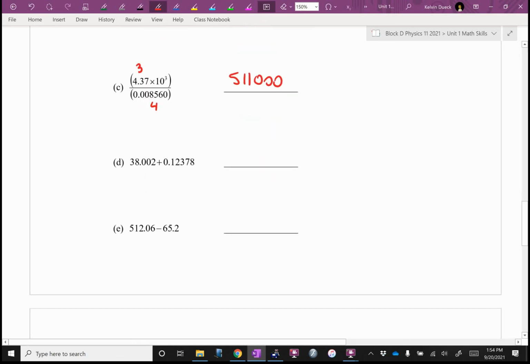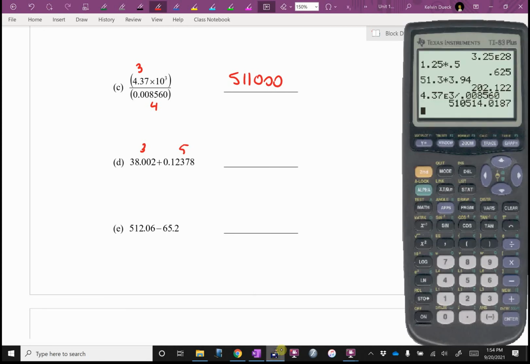Adding and subtracting. Nicole, the rule for adding and subtracting, totally different. The rule for adding and subtracting is not sig figs, it's decimal places. 3 decimal places, 002. 5 decimal places, I'm going to go to 3 decimal places. I'm going to type this in as is. How many decimal places did I say? That 5 going to stay a 5 or become a 6? So 38.126.